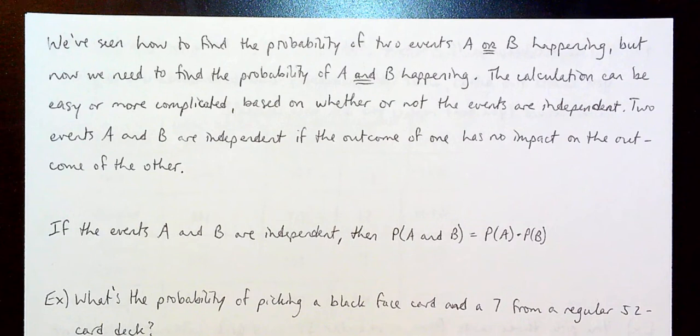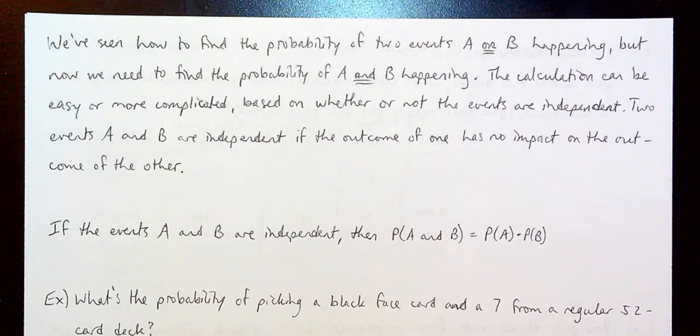In the previous video, we talked about the addition rules for probability, and we used those to determine the probability of two events happening, specifically A or B. In this video, we are going to talk about multiplication rules of probability. And we're going to use them to figure out the probability of two events A and B happening.